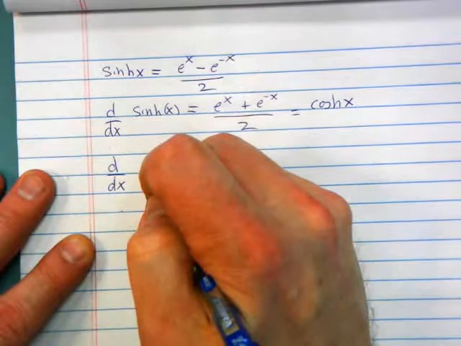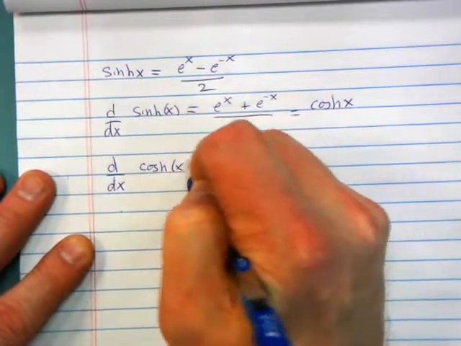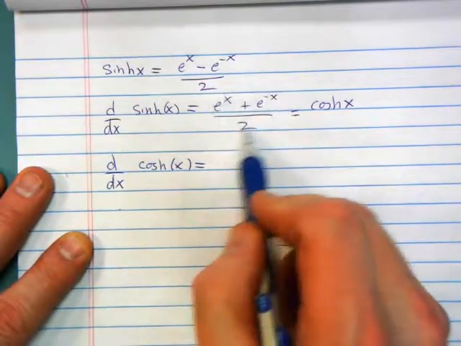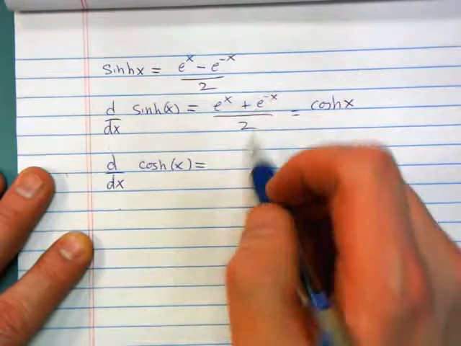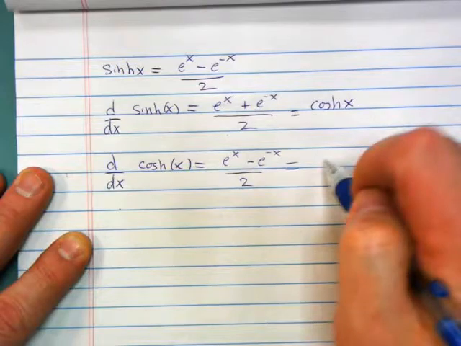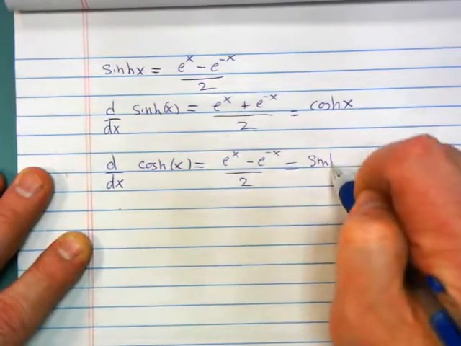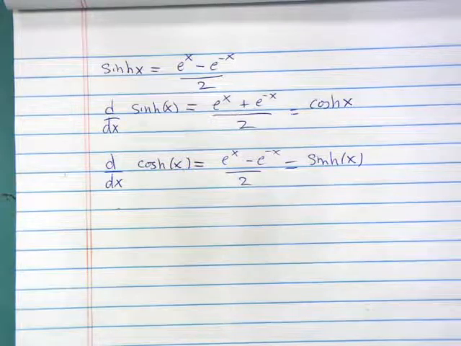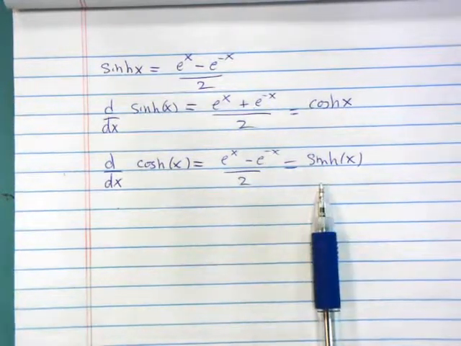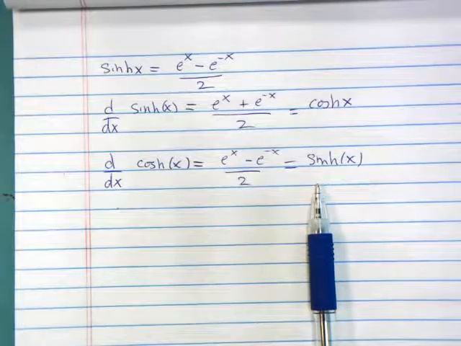What's the derivative of hyperbolic cosine? Well, here's hyperbolic cosine, right? Take its derivative, you get e to the x minus e to the minus x over 2, which happens to be hyperbolic sine. So the rules don't work exactly, but they're close. The derivative of hyperbolic sine is hyperbolic cosine. The derivative of hyperbolic cosine is hyperbolic sine. You don't need the minus sign. It works out even better, doesn't it?